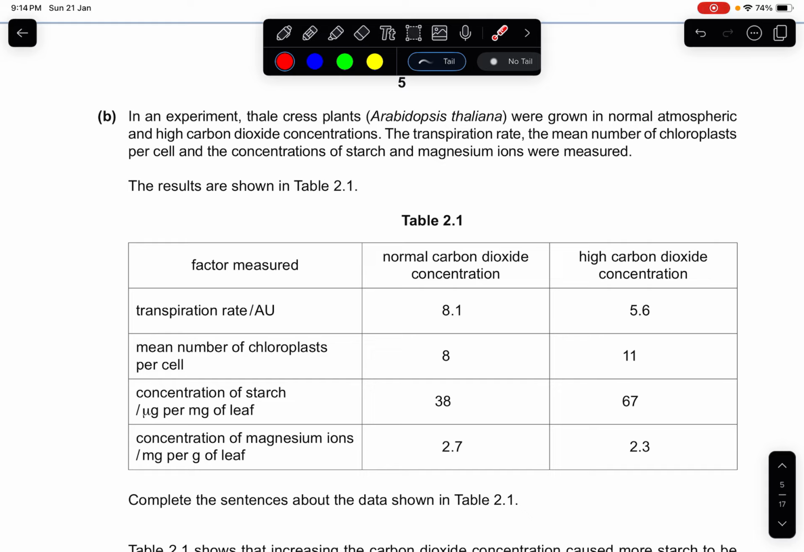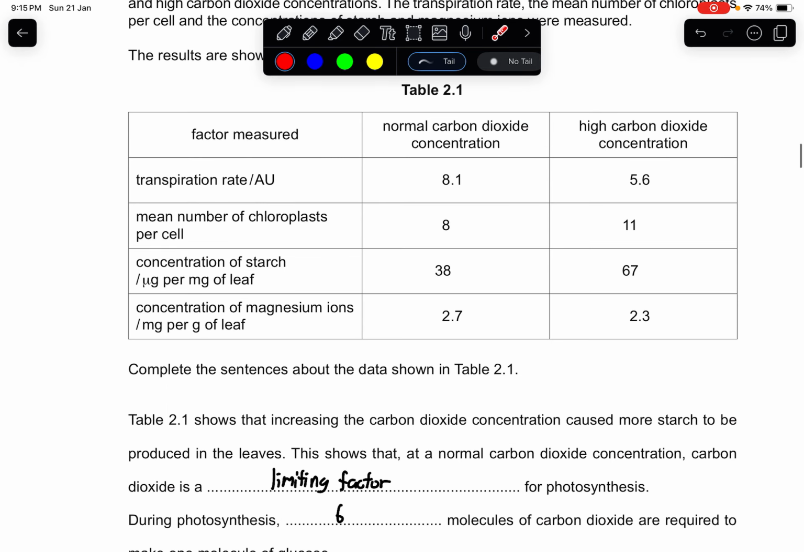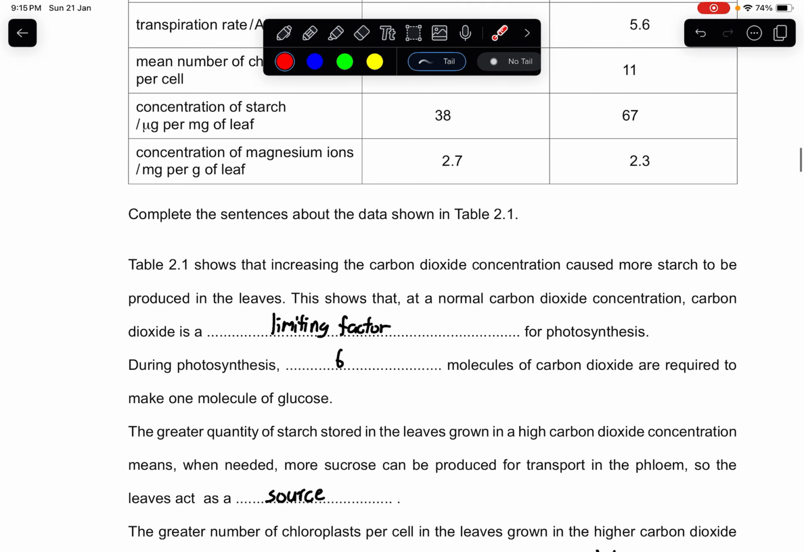Okay, B. In an experiment, the tall cress plants, or Arabidopsis thaliana, were grown in a normal atmosphere and a high carbon dioxide concentration. The transpiration rate, the mean number of chloroplasts per cell, and the concentration of starch and magnesium ions were measured. The results are shown in Table 2.1. So just have a look at this, and they are asking you to complete the sentence, almost like filling in the blanks. So Table 2.1 shows that increasing the carbon dioxide concentration causes more starch to be produced in the leaves.